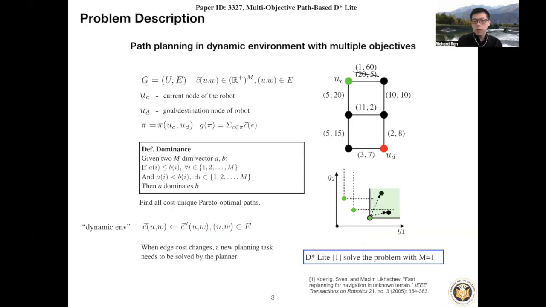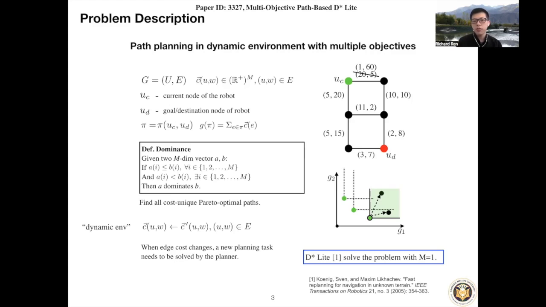So we formulate this problem as a graph search problem. It's multi-objective in the sense that each edge in the graph is associated with a vector cost rather than a scalar cost. And when we optimize those objectives, we want to find the minimum cost path connecting the start and the goal location.